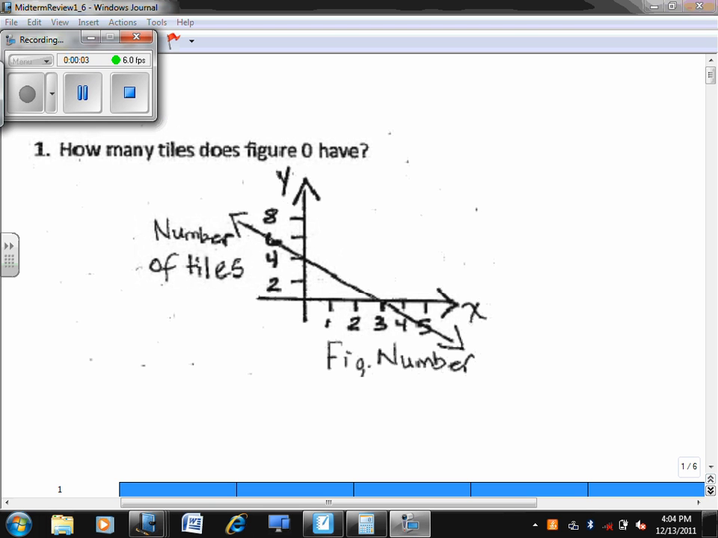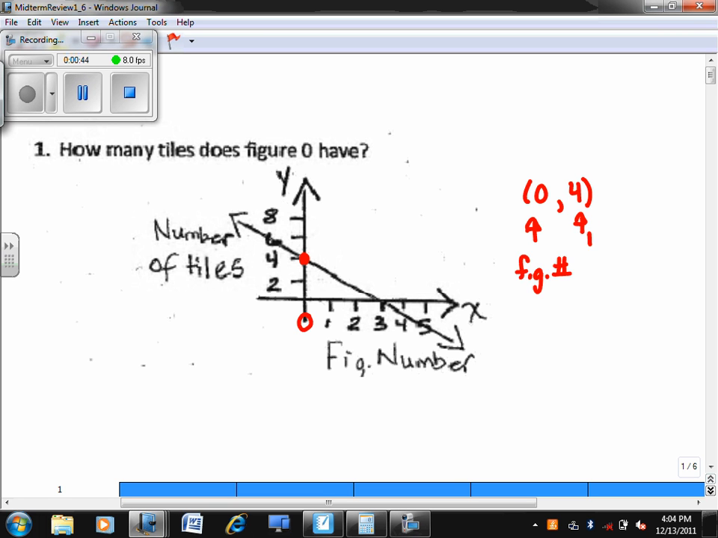Okay, the first question on the review asks us how many tiles does figure 0 have? So we look at our graph. On our graph, our x value is our figure number, and our y value is our number of tiles. So we look for figure 0. 0 on the x-axis is right here. So we follow it up. When x is 0, x being our figure number, what is our y? Well, if we look here, our y happens to be 4.